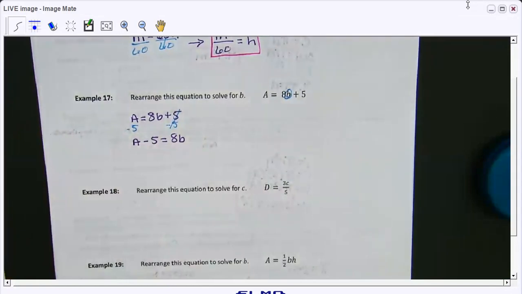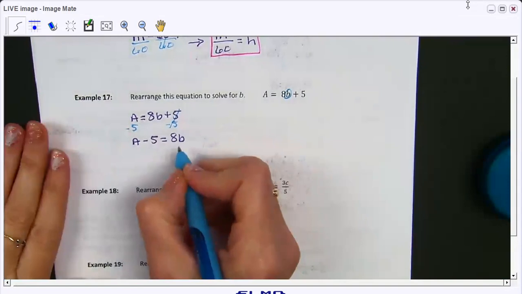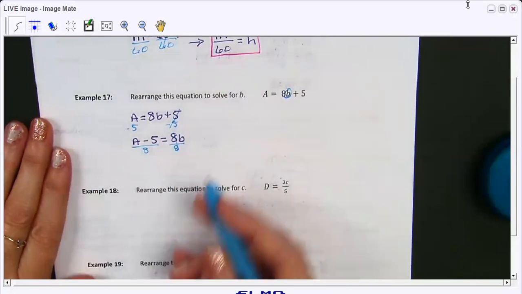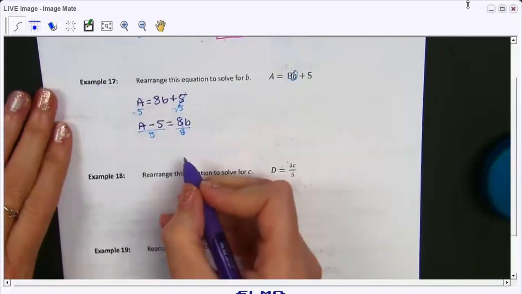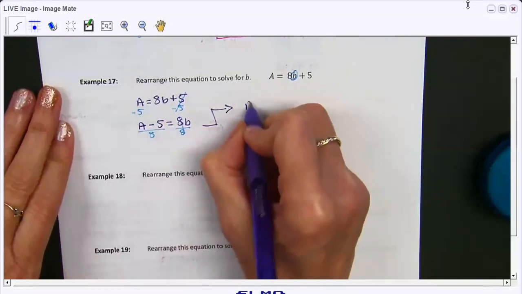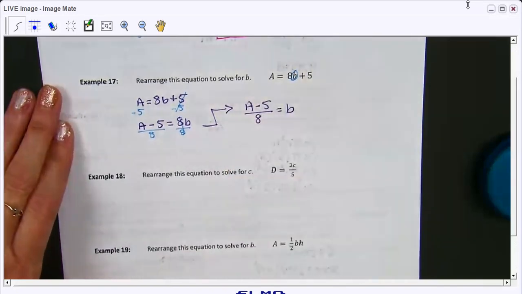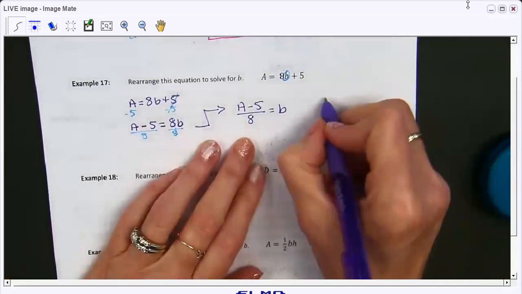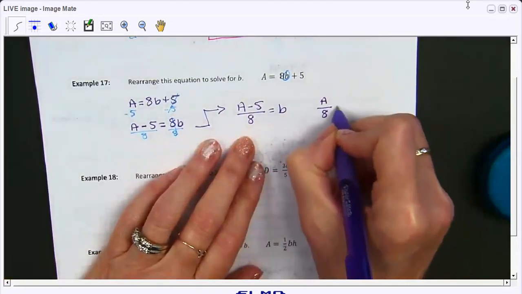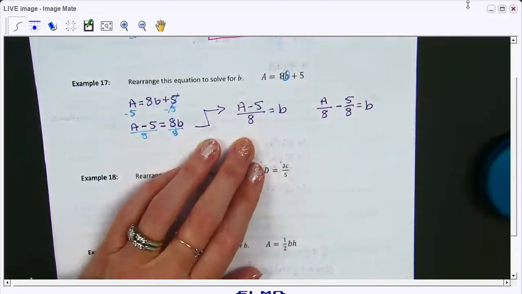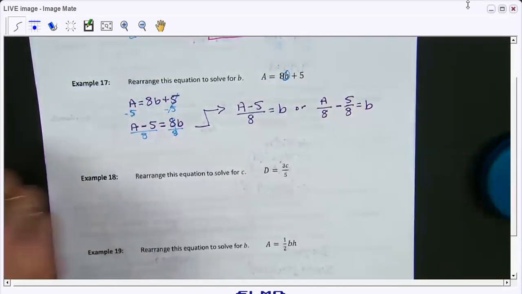Is B isolated? No. So now we need to get rid of the 8. 8 and B are being multiplied. So what are we going to do with it? I heard it, divide by 8. And we're going to divide this whole thing by 8. Okay, so our final answer here is A minus 5 divided by 8 equals B. Now you could write it A over 8 minus 5 over 8 equals B, but you don't have to do that. Okay, I would just leave it like this right here.